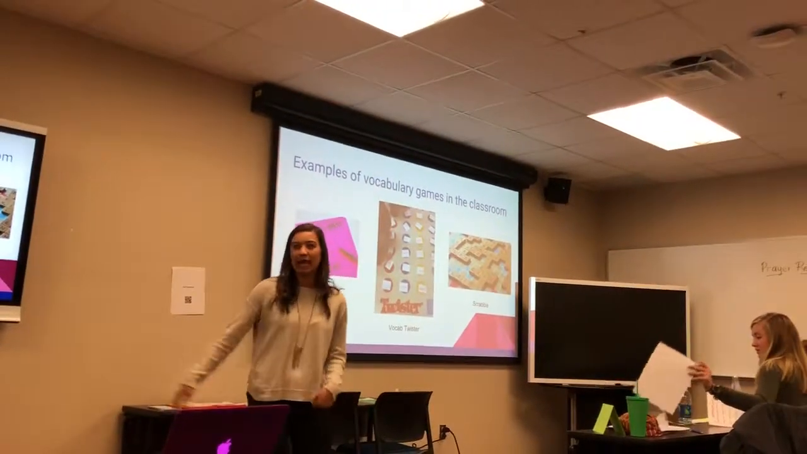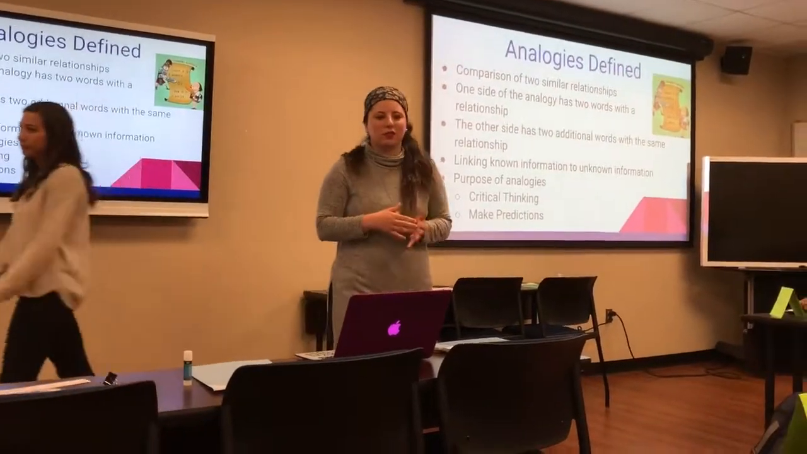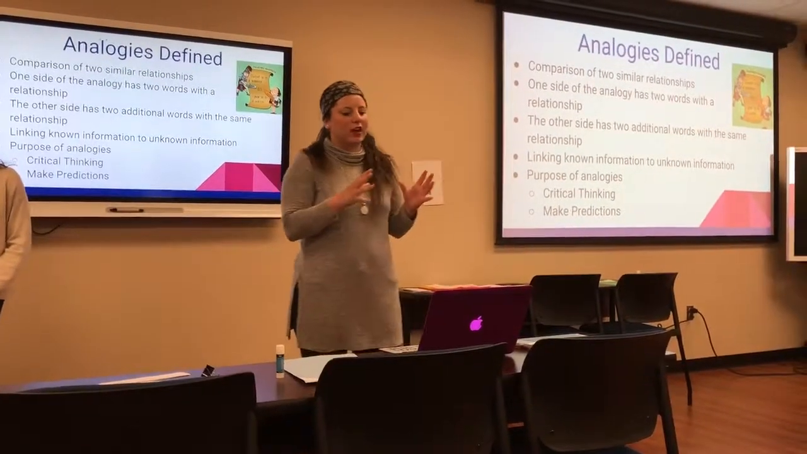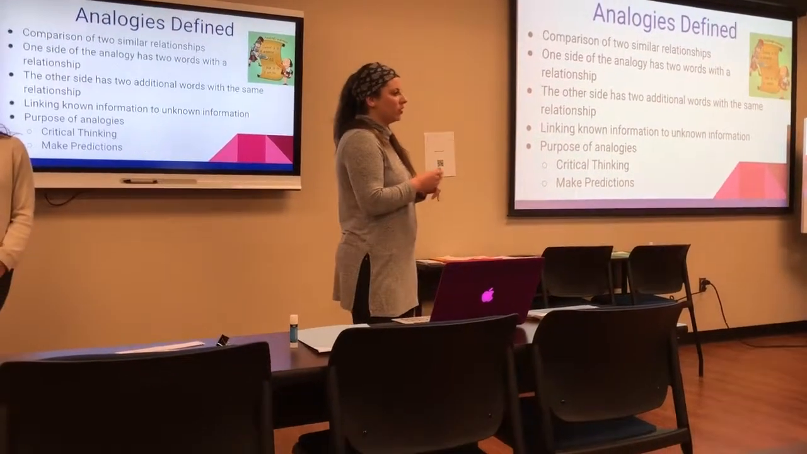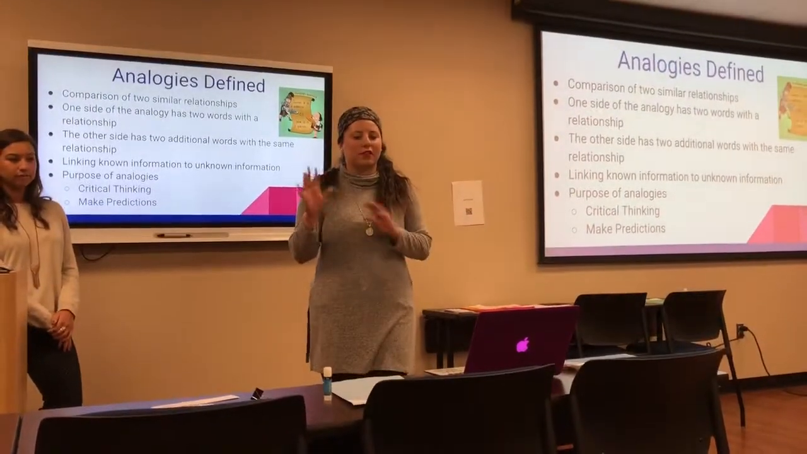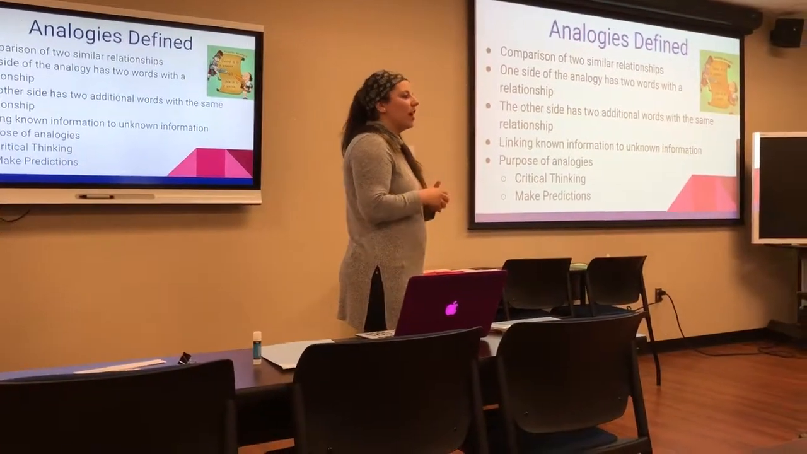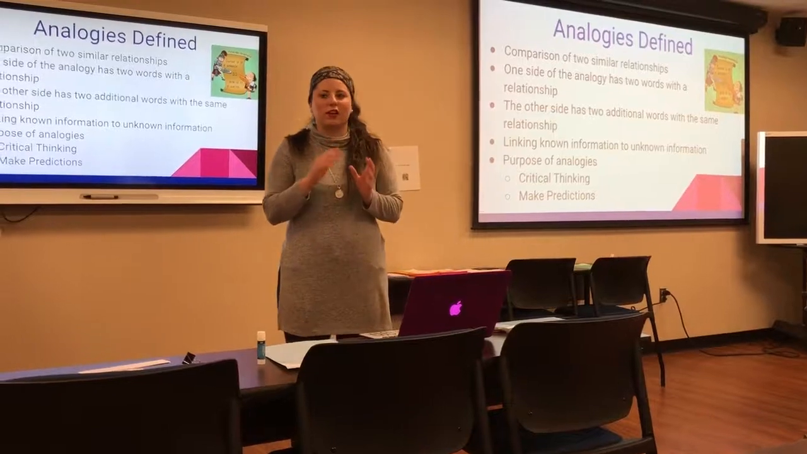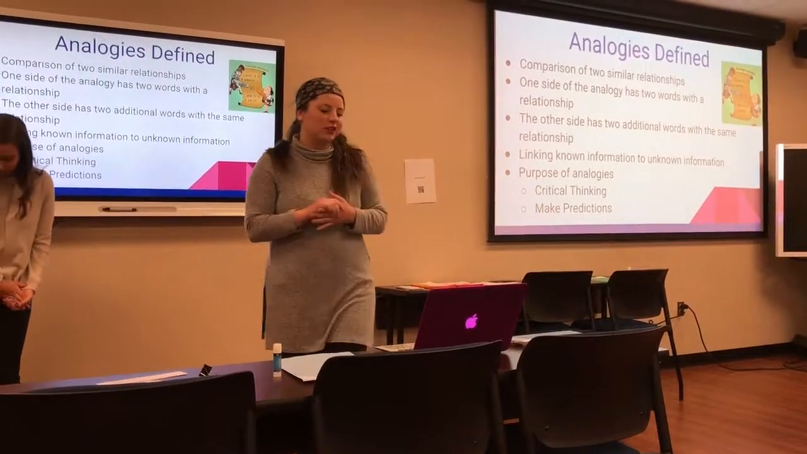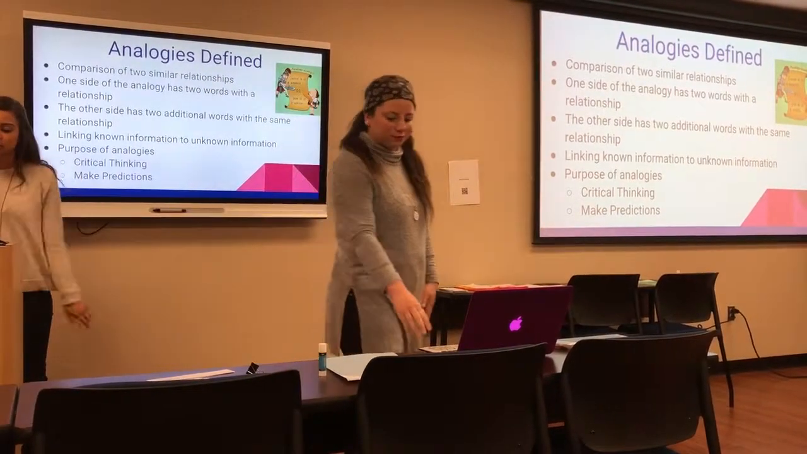So now we're going to move on to analogies. So analogies are basically a comparison of 2 similar relationships, and it's going to have 4 words in the analogy. So on the first side, it's going to have 2 words that have a certain relationship. And then on the other side, there's going to be 2 more words that represent the same relationship but different words. And so basically with this format, it allows students to link information that they know to information that they do not know. And the purpose of these analogies is for critical thinking skills and making predictions in the classroom.